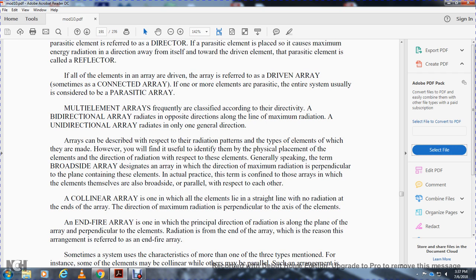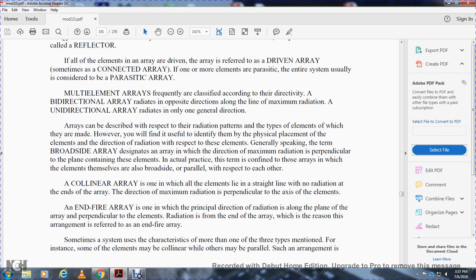The actual practice is confined to arrays in which the elements themselves are broadside, parallel with respect to each other. The collinear array has the elements in a straight line, with no radiation at the end of the array; the direction of maximum radiation is perpendicular to the axis of the elements.